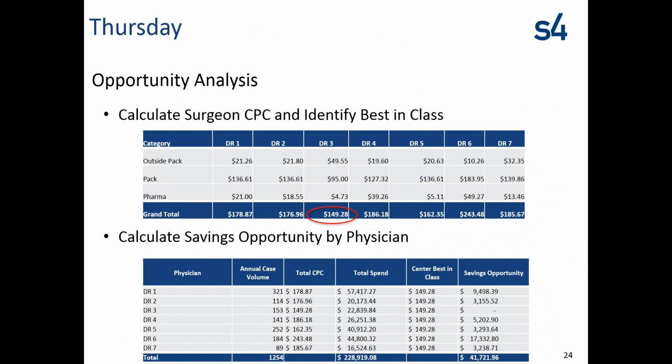So we know the volumes that they're performing. We know what their total cost per case is. We know then what their total spend is, and we can compare that against best-in-class. It's a pretty simple spreadsheet to put together in order to analyze this. And the result is this is our savings.